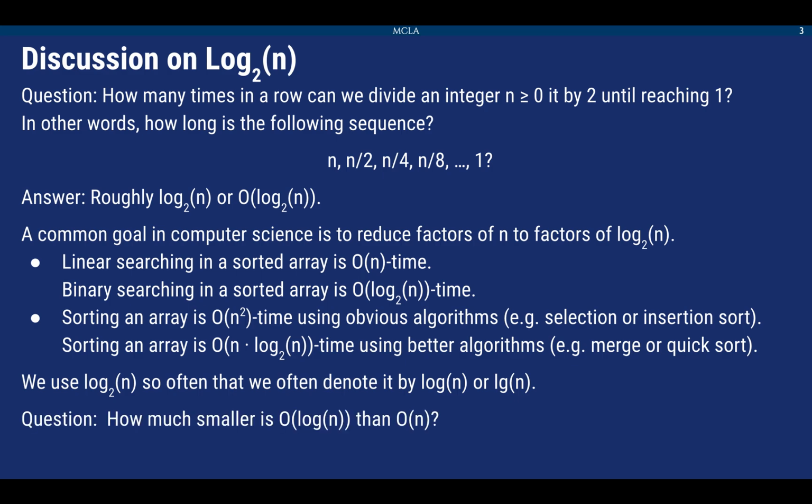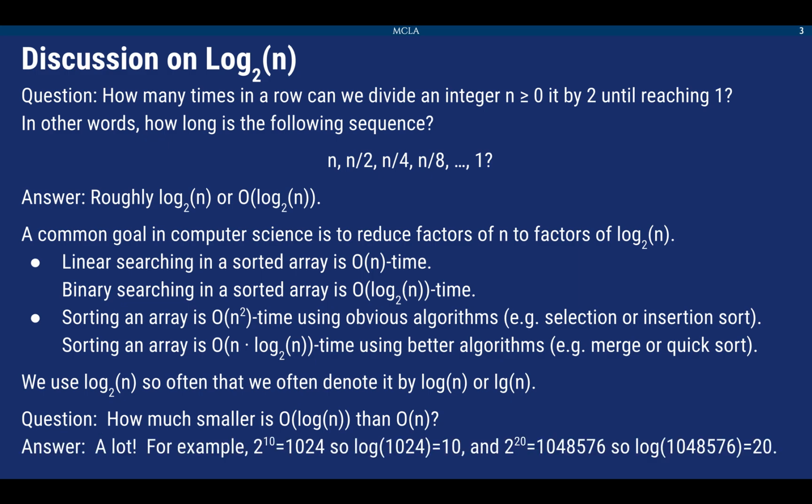So recall how much smaller log of n is than big O of n. We worked with that as well in class. Remember, for example, that log base 2 of a million is approximately 20. So log of n is much, much smaller than n. If we can reduce a factor from n to log base 2 of n, that is excellent.